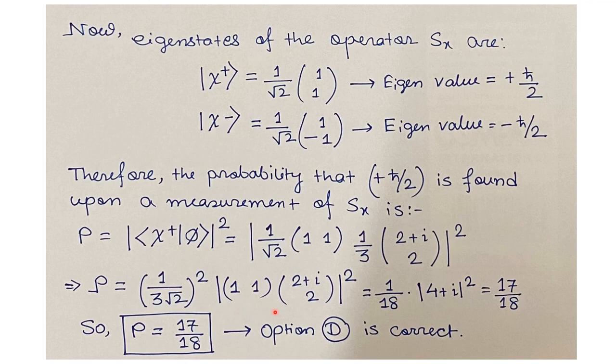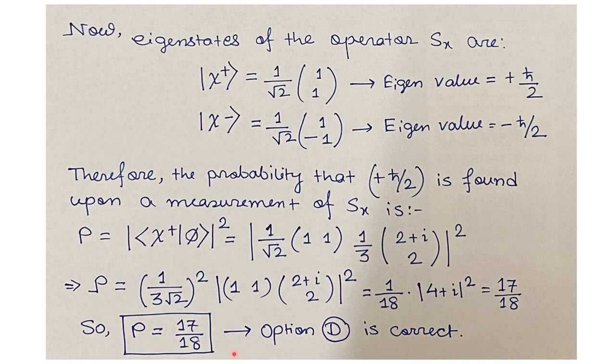So if we just do the multiplication between these two matrices, we will get 1 times 2 plus i times 1, which will basically lead to 4 plus i, and this 1 by 3 root 2 whole square is basically 1 by 18. Now mod of 4 plus i is basically root over 4 square plus 1 square. So that is root 17, and we have to take the square of that. So it will finally give 17 by 18.